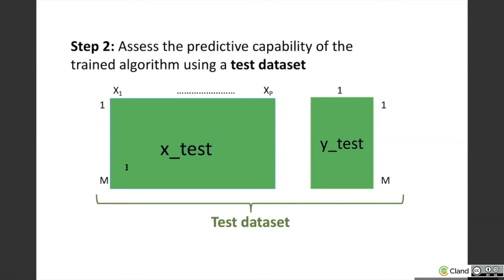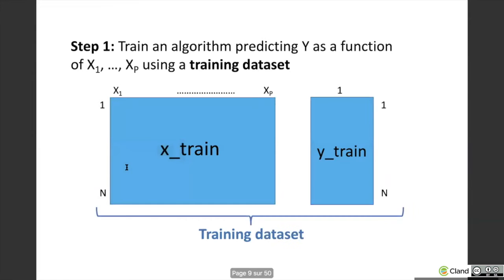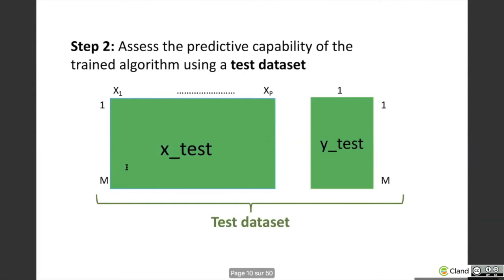Here as well, you have a column, Y-test, that includes the response variable that you want to predict. But here again, the values of Y-test are different from the values of Y-train.